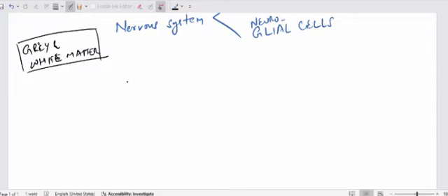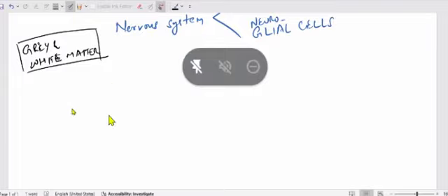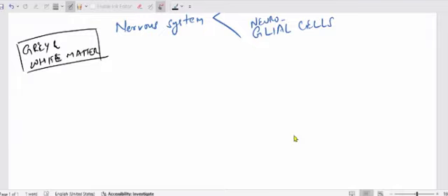So, gray and white matter. Can anyone tell me what is gray matter and what is white matter? I'll be very happy if I learn from you. And then, like CNS, ANS, PNS, I will just reorganize it. Just tell me what is gray matter, what is white matter. What do you understand by that?